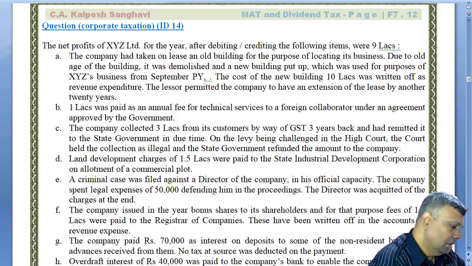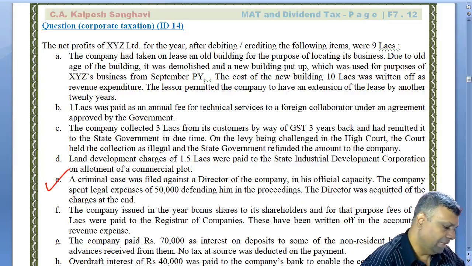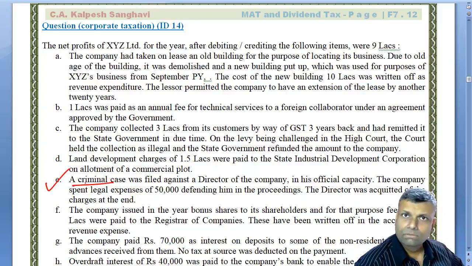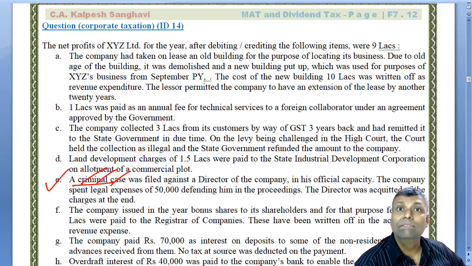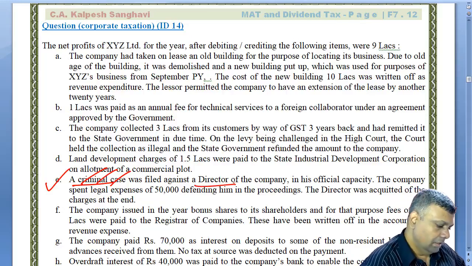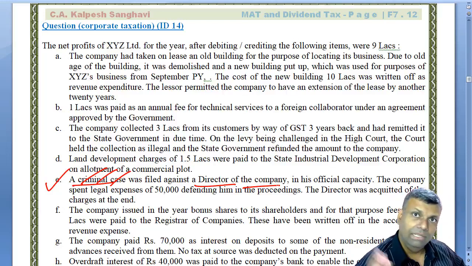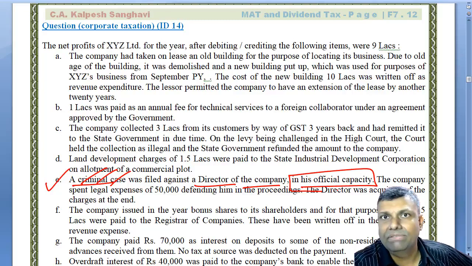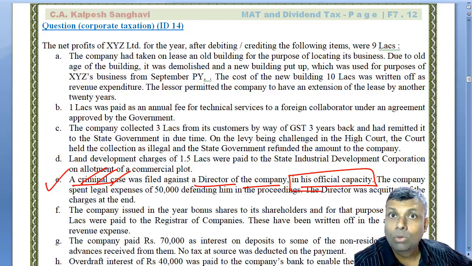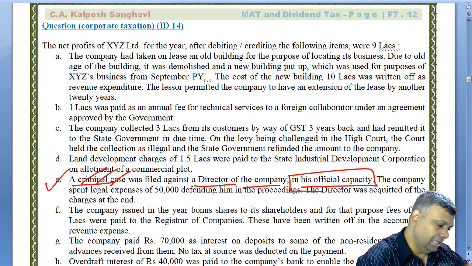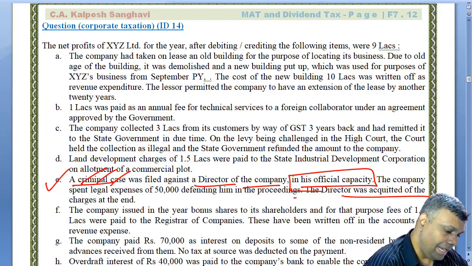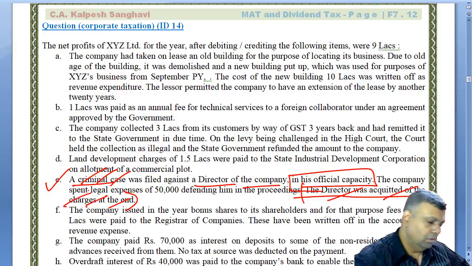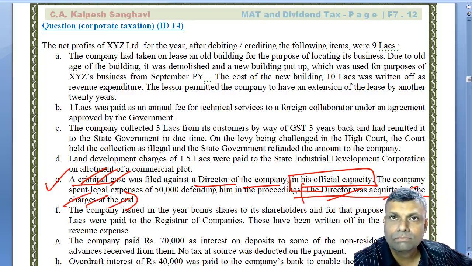You understood that? So the income tax concept says, criminal case, this is not a relevant criterion. Whether it was civil or criminal doesn't matter. Director of a company, so he is a person of the company. What is important is the official capacity. And what happens at the end, was he acquitted at the end, is also not relevant data to take the decision. This is the income tax concept.